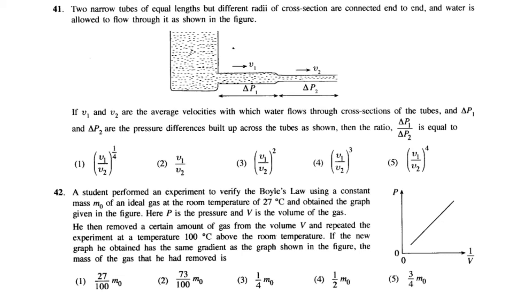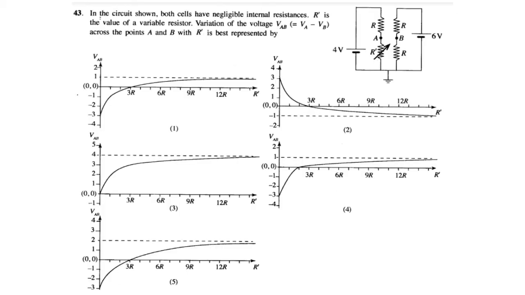We need the difference of these two masses, that is we want the mass of gas which released from the volume. So we need m naught minus m dash. So that is equal to 1 over 4 m naught. Answer is 3.